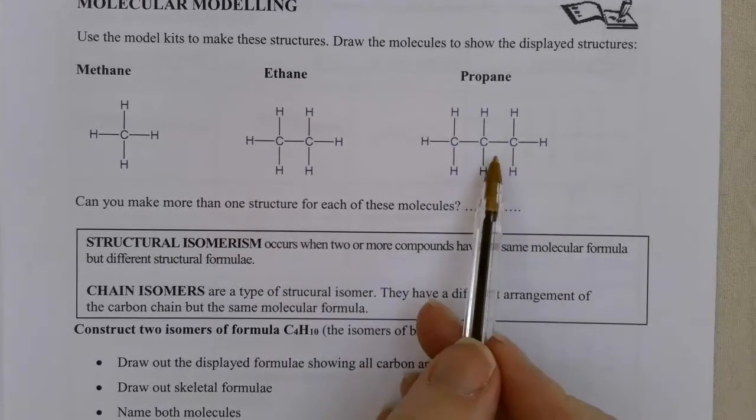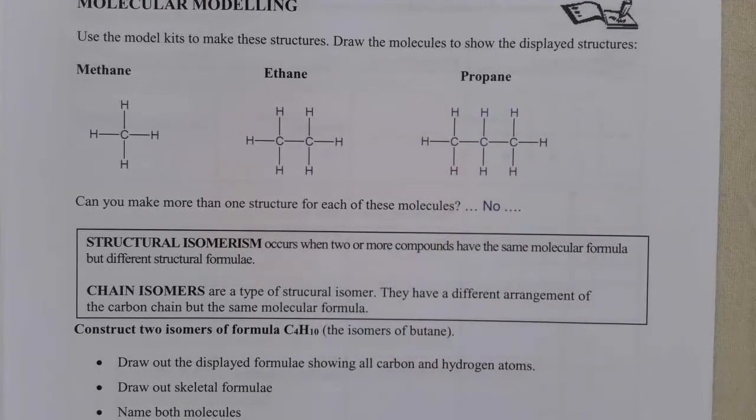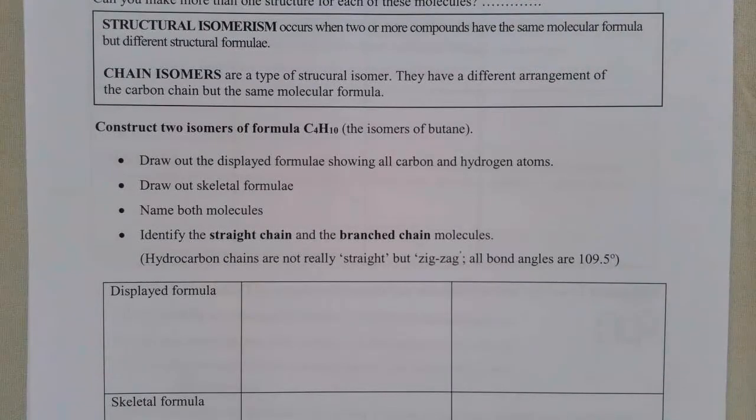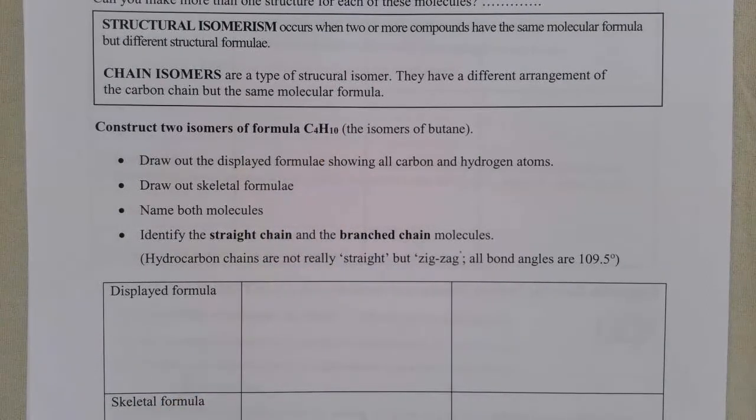Now there's only one structure for each of these molecules. So if you have 3 carbons and 8 hydrogens, you can only make a propane molecule. However, once you get above C3, once you get C4 and above, you can get different structures, and we call these structural isomers. So these are compounds which have the same molecular formula, in other words the same number of carbons and hydrogens, but they have a different structure.